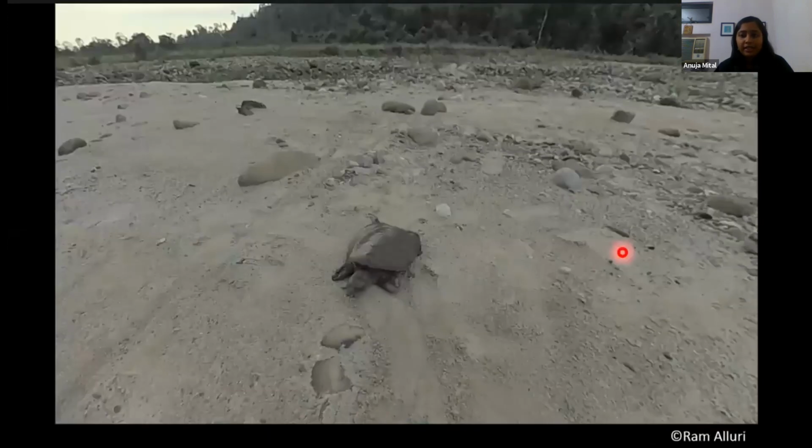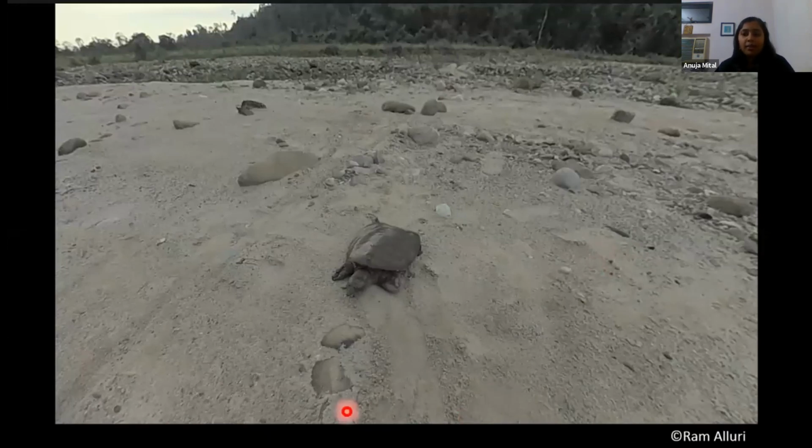And last but not least, the supposedly extinct wild black softshell turtle. I am currently working on this species to document it in the wild. And this was photographed right in its element on the dry river beds of Pakke Tiger Reserve in Arunachal Pradesh. And it was captured by 360-degree cameras that my friend Ramalur had set up.